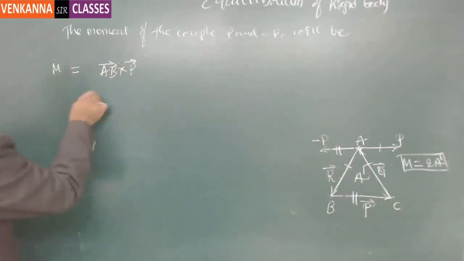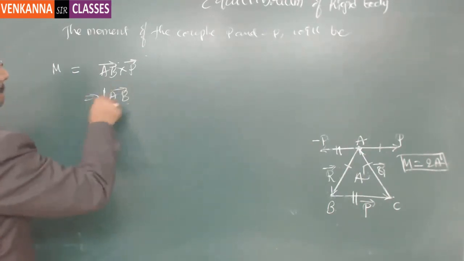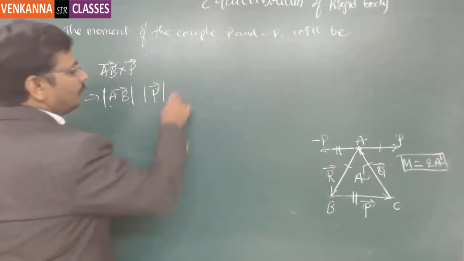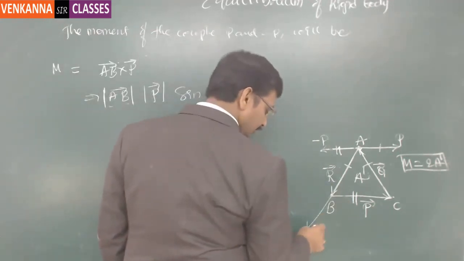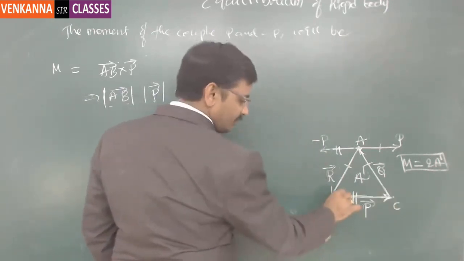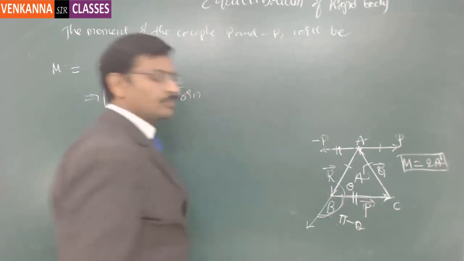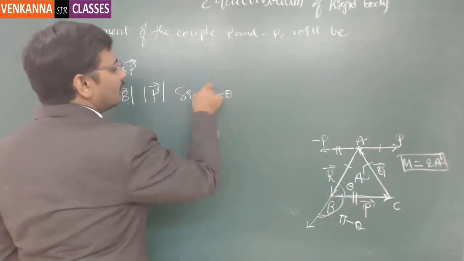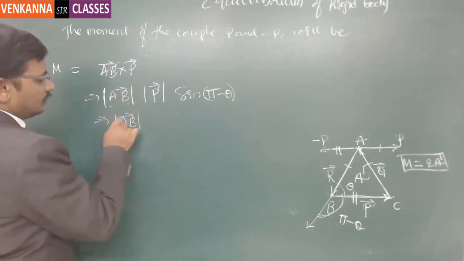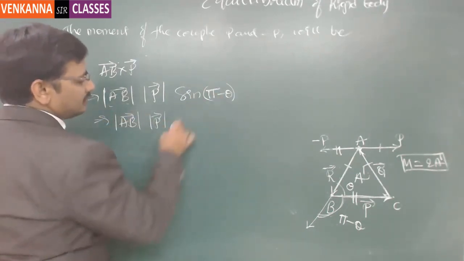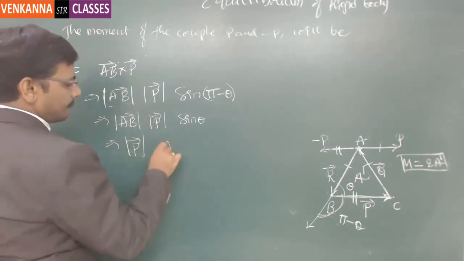Now this can be expanded as the magnitude of AB into the magnitude of P and sine of the angle between them. Now when we are calculating the angle, this is the AB extension and this is the P direction. The angle between them is this one. Suppose I say this angle is theta, then this angle will be pi minus theta. So the sine of the angle between these two will be sine of pi minus theta, not theta. Now this can be treated as AB magnitude into P magnitude into sine of pi minus theta, which is sine theta. Here P I will keep separate, and then AB sine theta.